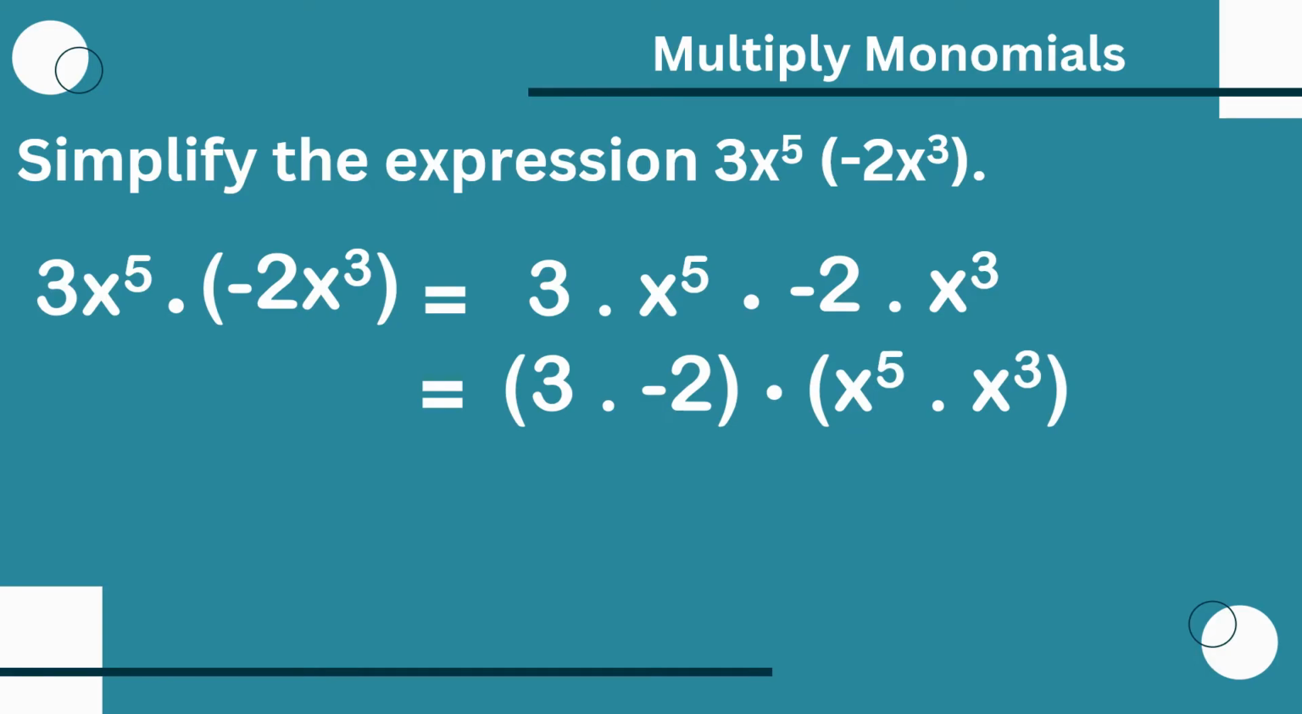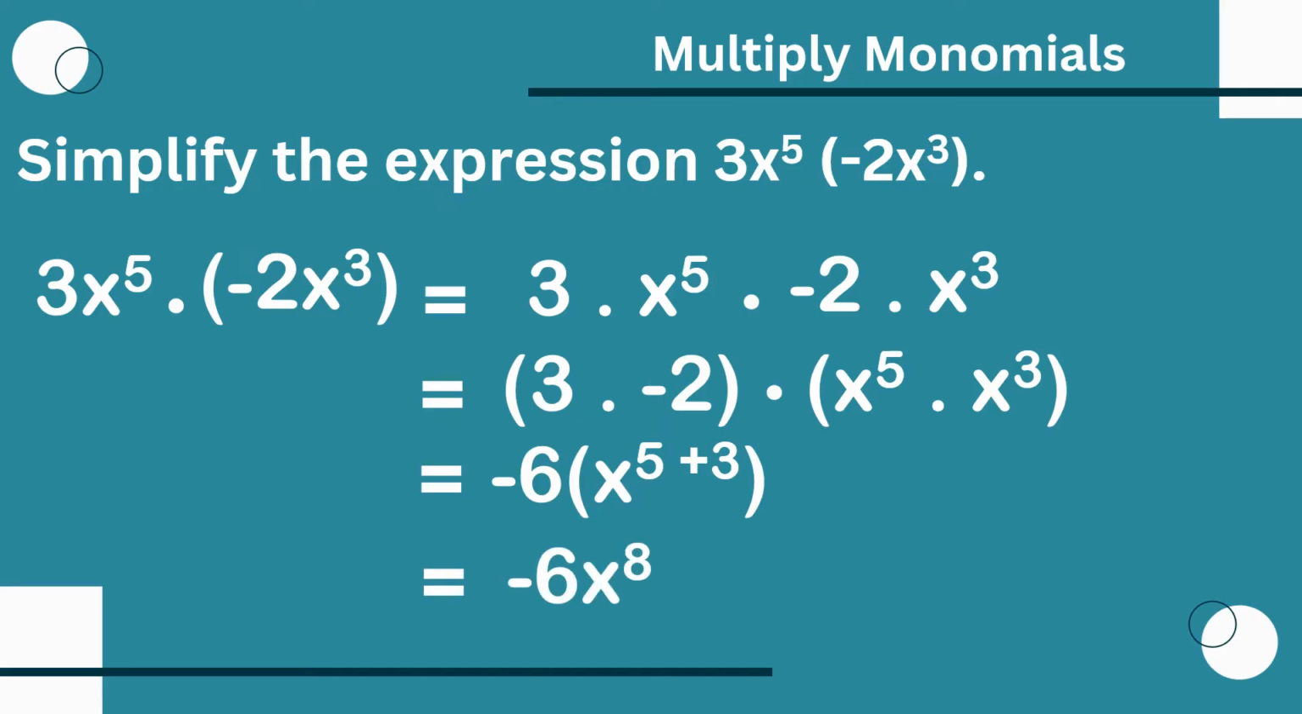So, let's simplify. The quantity of 3 times negative 2 is equal to negative 6 times x raised to the exponent of 5 plus 3. And the final answer is equal to negative 6x raised to the power of 8.